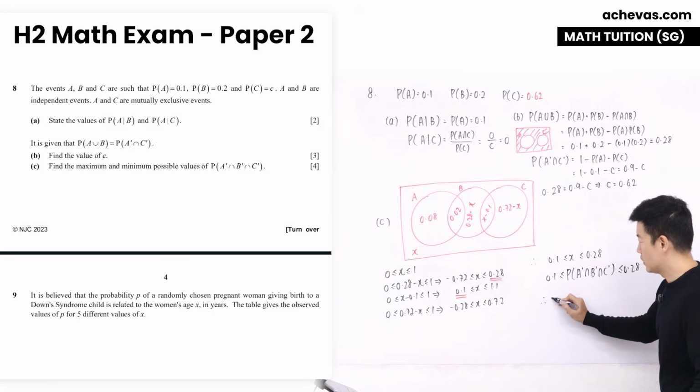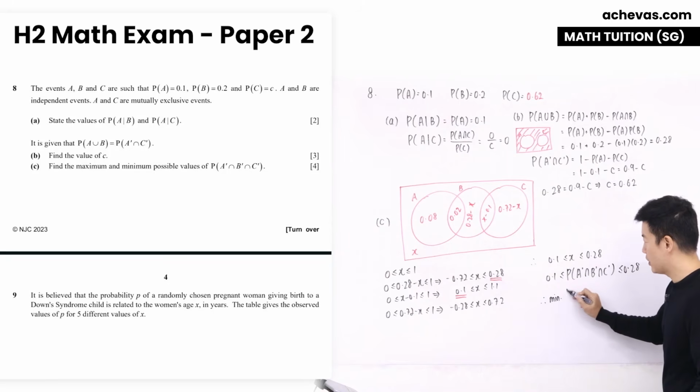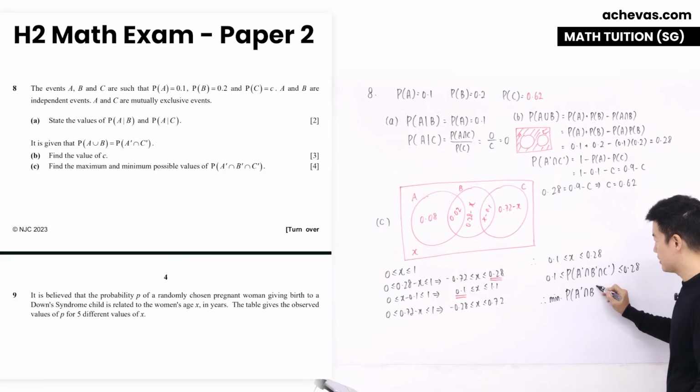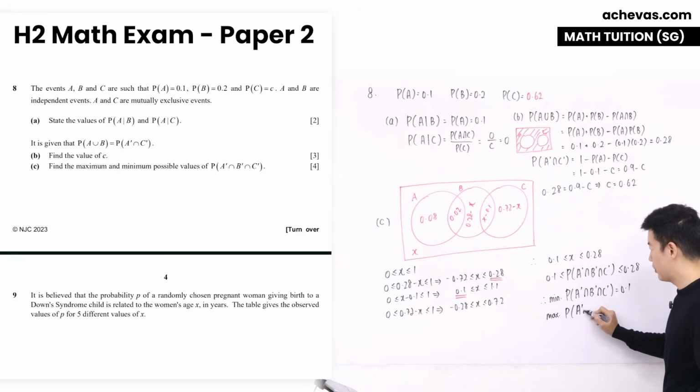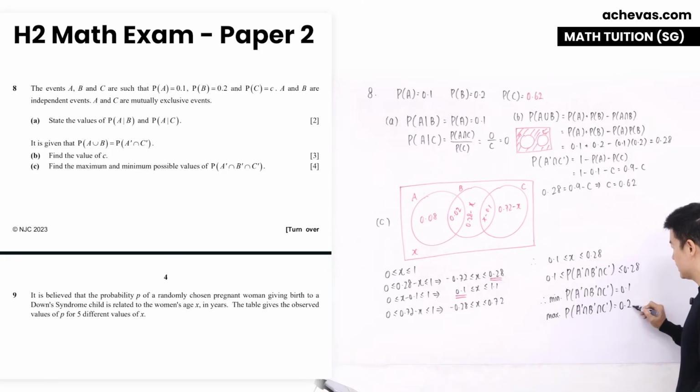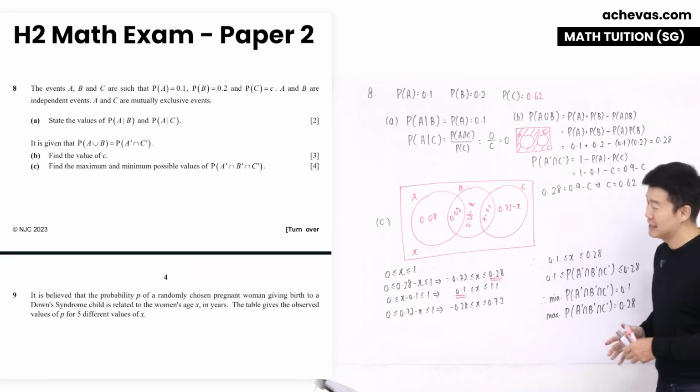This tells me that the minimum possible probability of A prime intersect B prime intersect C prime is 0.1, and the maximum possible is equal to 0.28. Yep, that's it for it.